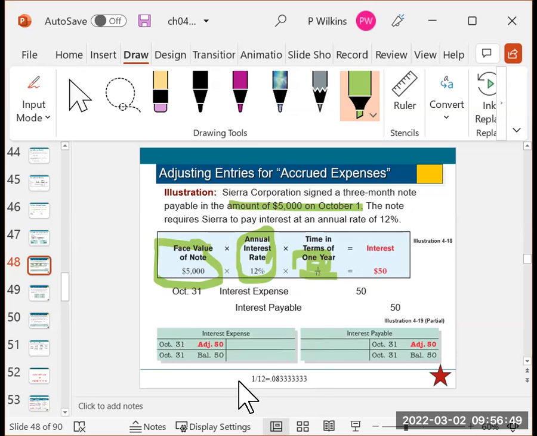And down below here, you'll see where I showed you that 1/12 becomes the decimal 0.0833333333, right? So it would be $5,000 times 12% times 0.083333, and that would give you $50. So the interest would be $50 for 1 month. Okay. And then what you would do for the entry is you're going to debit an expense and credit a liability, right? So you're going to debit interest expense, $50, and you're going to credit interest payable, $50.